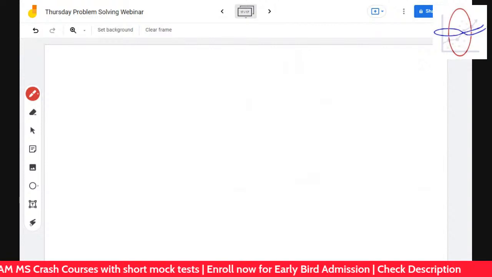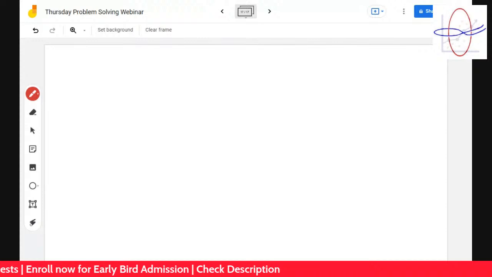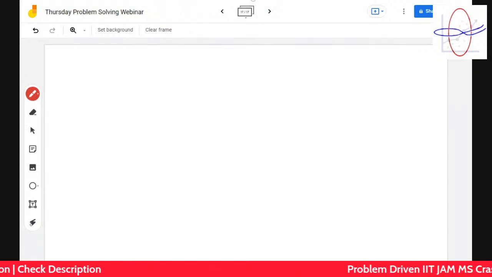So the core idea of ours is to find the radius of convergence. So how is the radius of convergence determined? That's the idea.